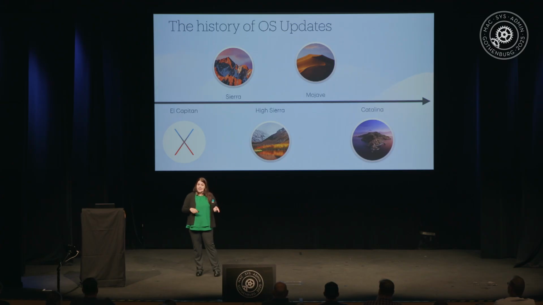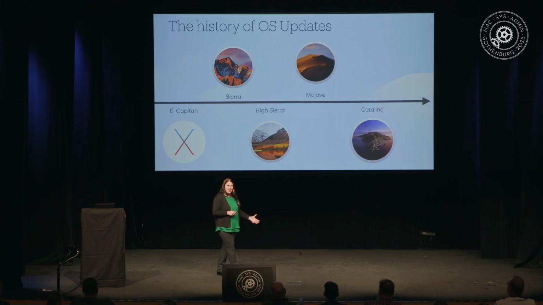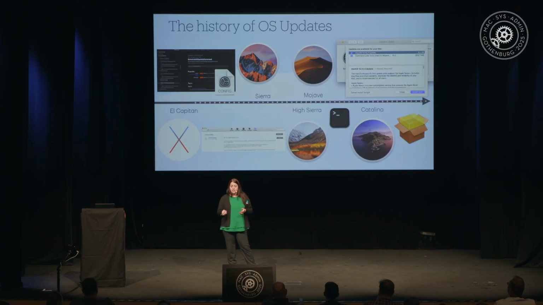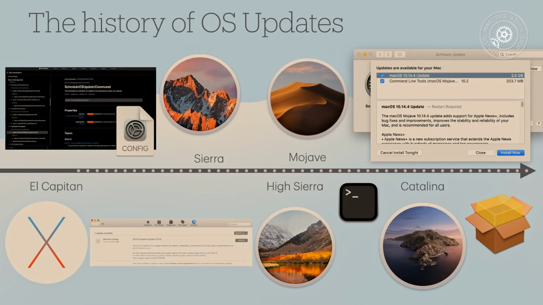We'll jump forward again to 2015, El Capitan, and with it, we have our first MDM updates using the Schedule OS Update, Available OS Update, and the OS Update status commands. At this point, you could still use a system preference pane or the App Store or software update command line or combo packages. So basically, we just have more and more ways that we can do OS updates.